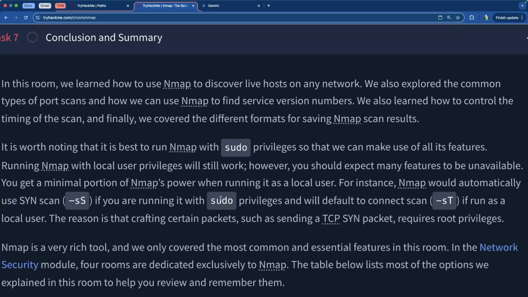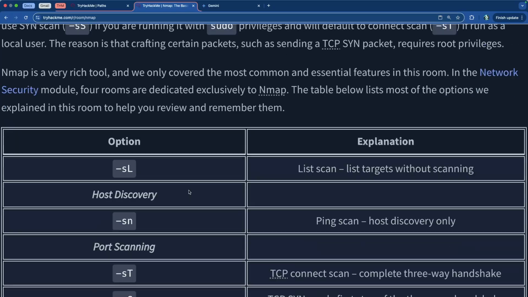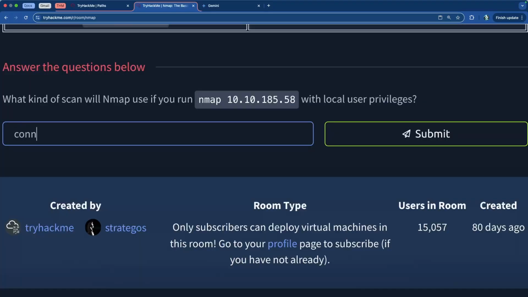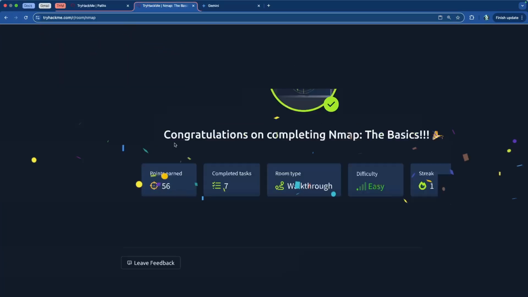But let me see. I want to say it's TCP scan. Yeah, it is a TCP. I think that's actually what they're looking for, a connect scan. That's what they're looking for, yeah. Okay, I got it. Very good.